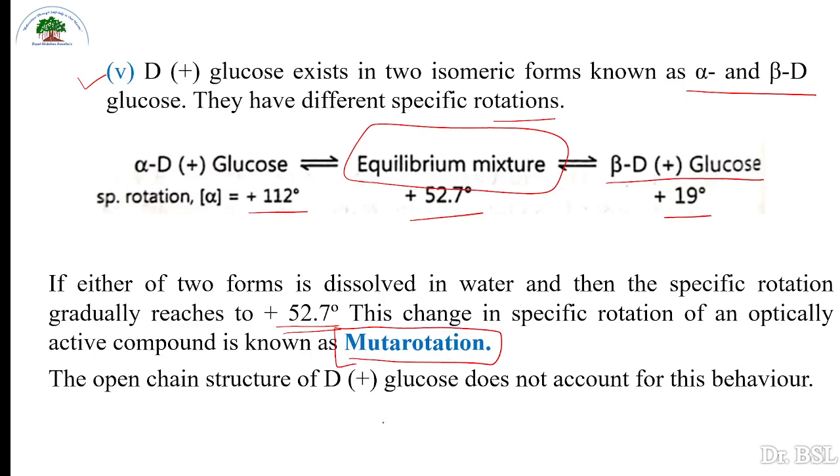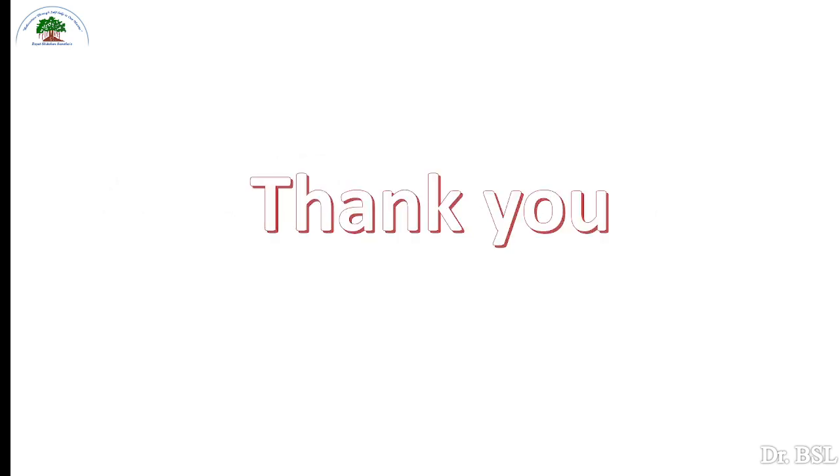The open chain structure of D-glucose does not account for this behavior. So mutarotation is a behavior which cannot be explained with the help of the open chain structure of D-glucose. These are some of the objections to the open chain structure of D-glucose.